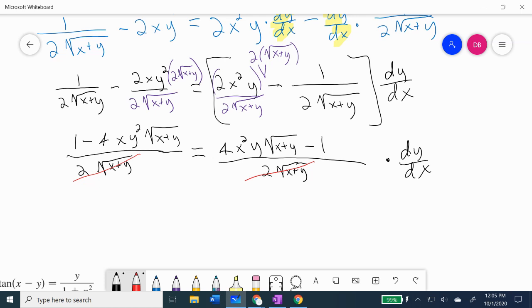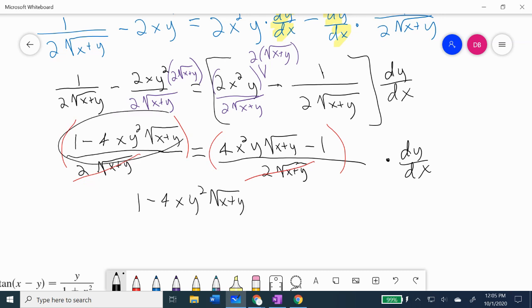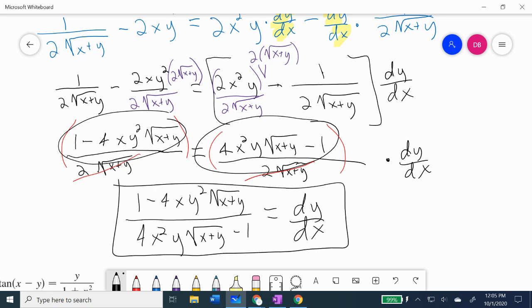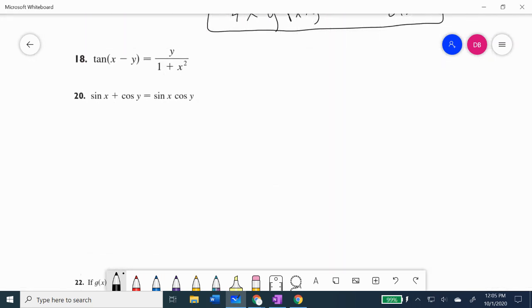He's confused. Okay. So all I have left to do is divide. So 1 minus 4x y squared times the square root of x plus y that I see on the left, divided by this 4x squared y times the square root of x plus y minus 1, and that is equal to dy dx. Whee! One down, a few to go.